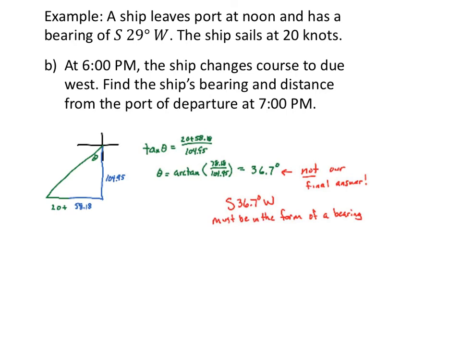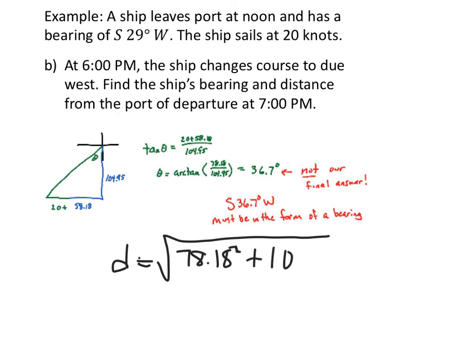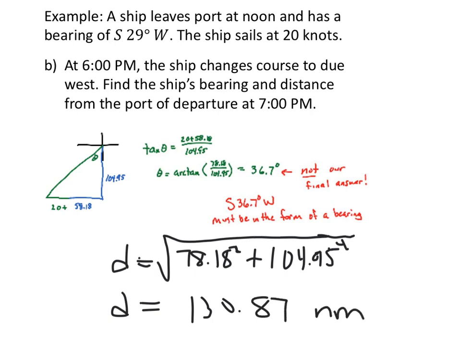Once again, we have to use found values, but we can find this distance using the Pythagorean theorem. We know that our distance will be the square root, and it looks like the distance formula, but it's not. It's just Pythagorean theorem. The west, 78.18 squared, plus the south, 104.95 squared. That's a 9, not a 7, and that's a squared. But this distance, rounded to 2 decimal places, will be 130.87 nautical miles, originally from port.